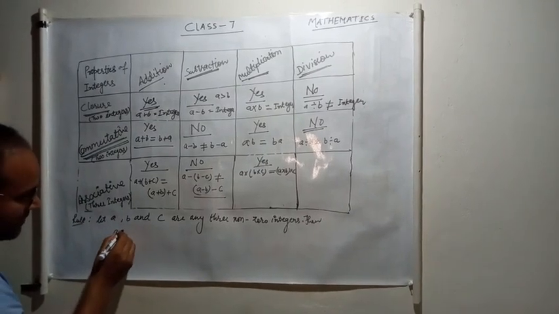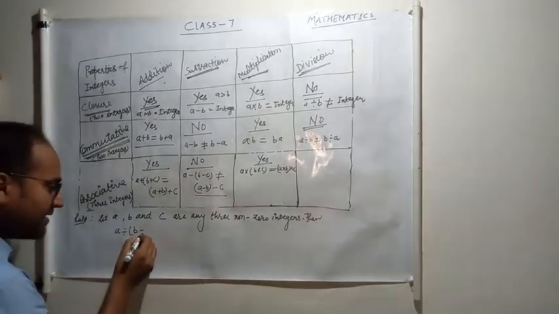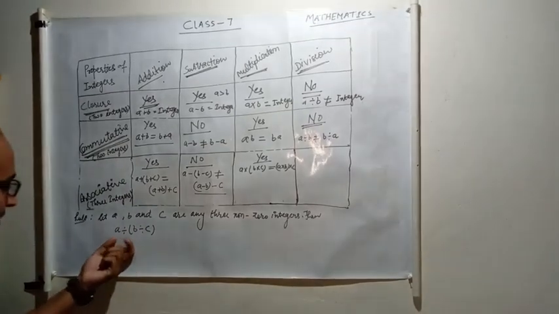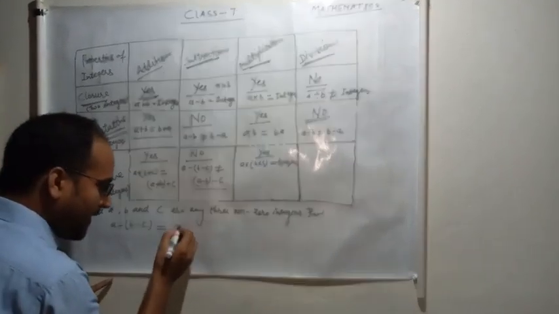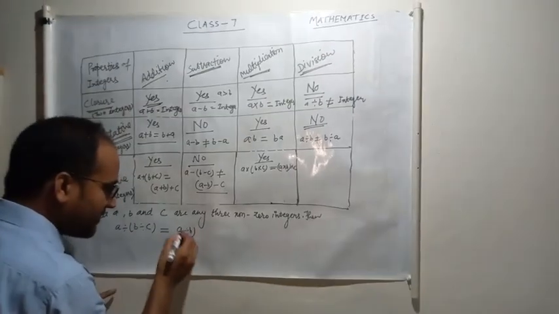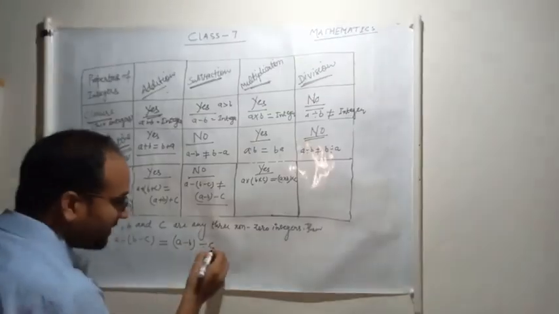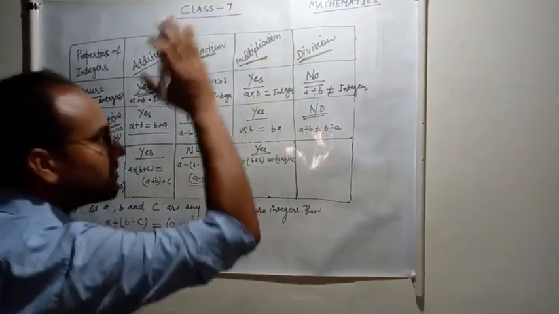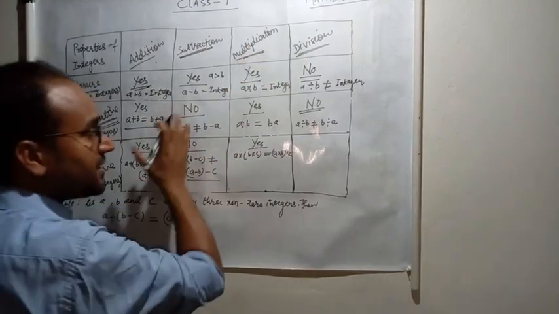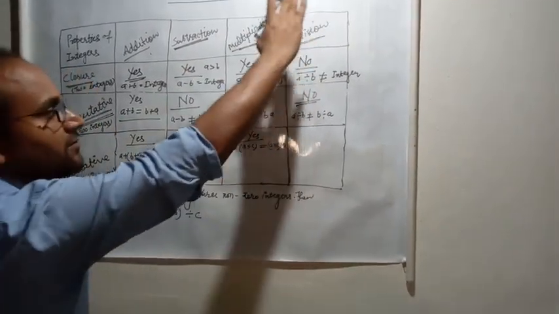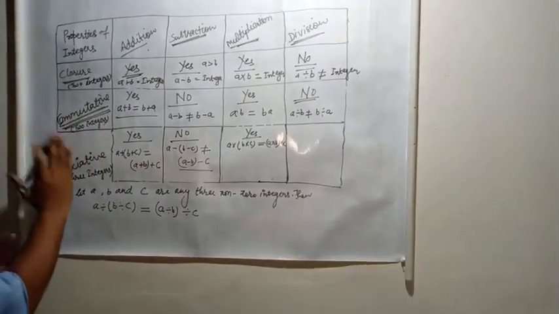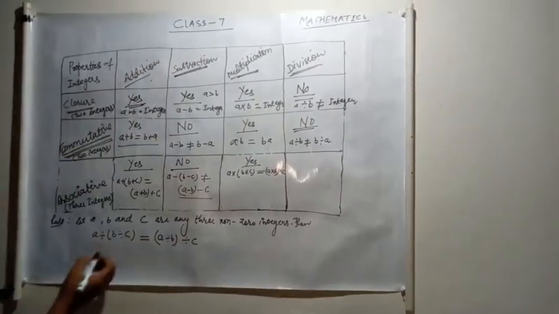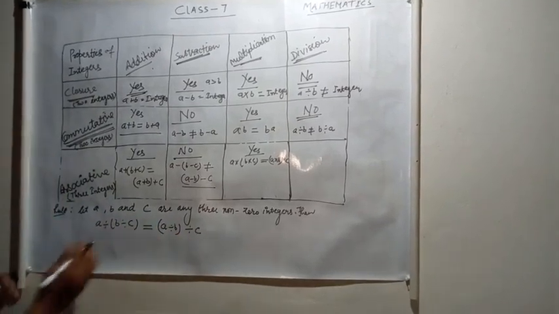Then A divide B divide C, meaning A divide (B divide C), is equal to (A divide B) divide C. If it is equal, then associative holds for the division operation. But if it is not equal, it means that associative will not hold for division. So I am going to check whether it is equal or not.